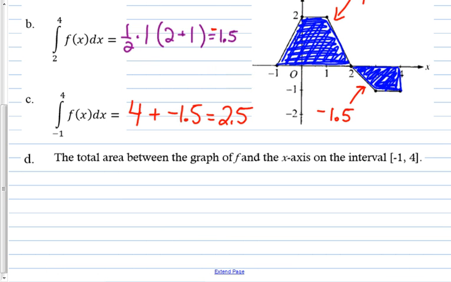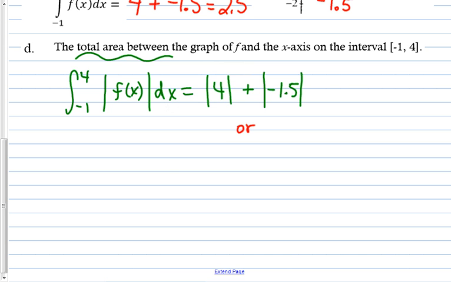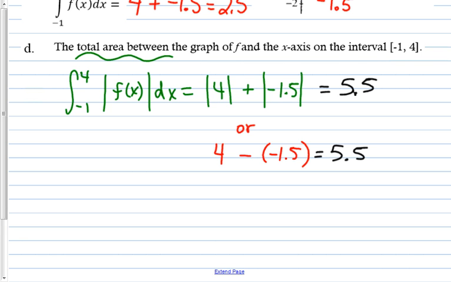All right, part D. So now for part D, they want the total area between the graph of f and the x-axis. So this time around, what we're really doing is from 4 to negative 1, we're doing this, which means it's going to be 4 plus negative 1.5, but in an absolute value, right? Or, like I said, you can do 4 minus negative 1.5, whatever, it doesn't matter. So that I'm going to have 5.5. Okay, hope you see the difference there.